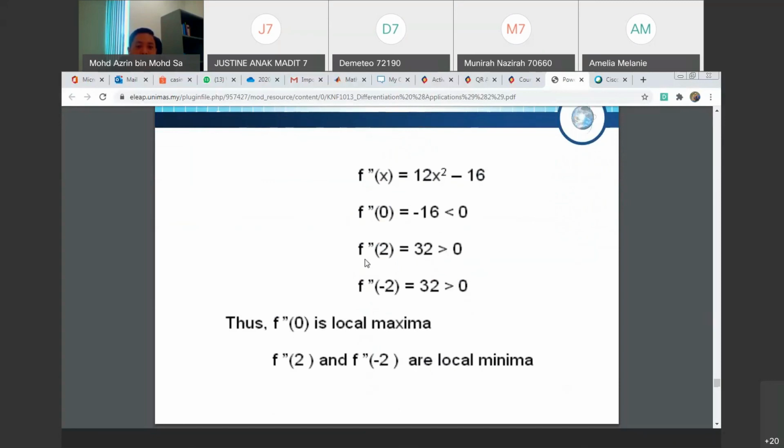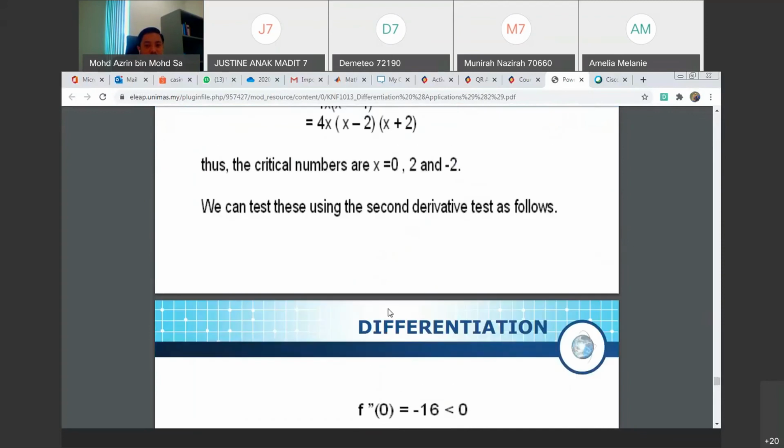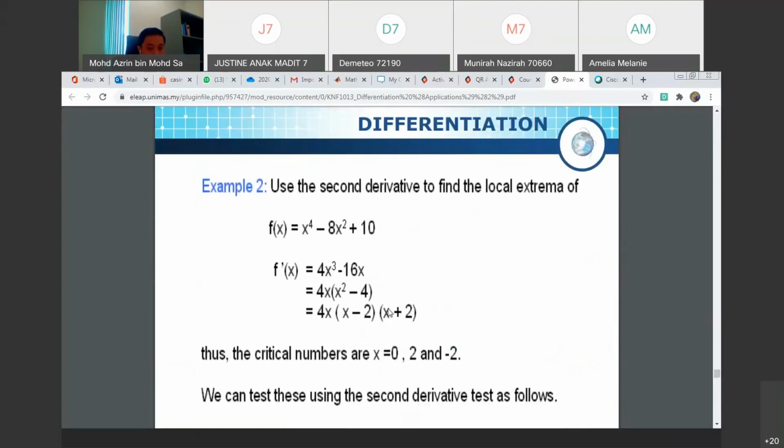And f second derivative for 2 and negative 2, you get they are local minima because you have 2 critical numbers, where these 2 critical numbers give you the minimum value because it is more than 0, and f second derivative at 0 is a negative value, it gives you maximum. So this is how you can find the local minimum and local maximum, which is local extremum. Okay, this is some example. Alright.